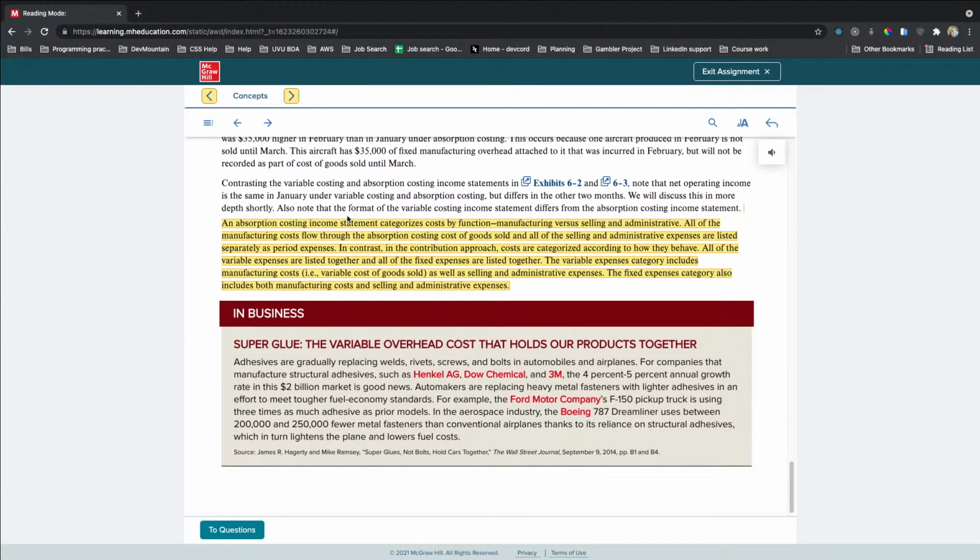Also note that the format of the variable costing income statement differs from the absorption costing income statement. I did notice that.